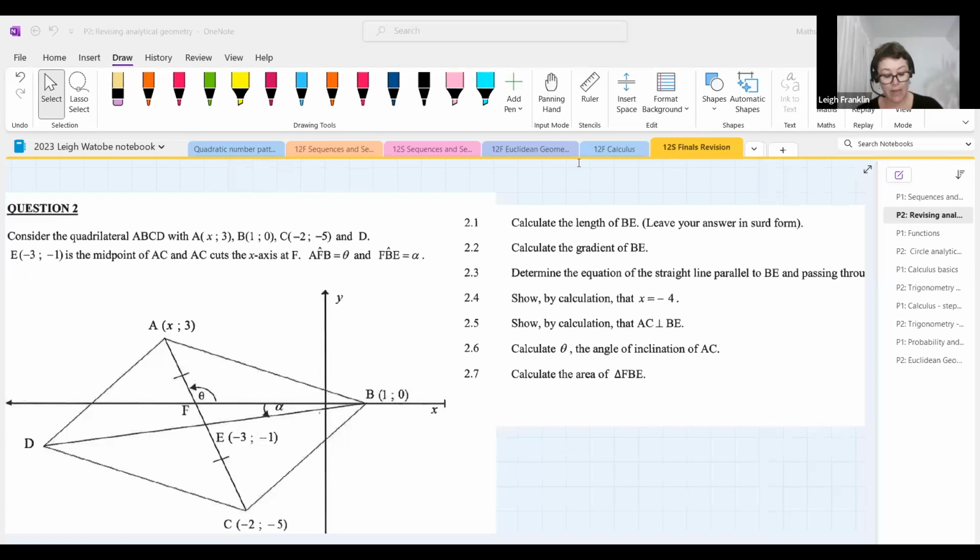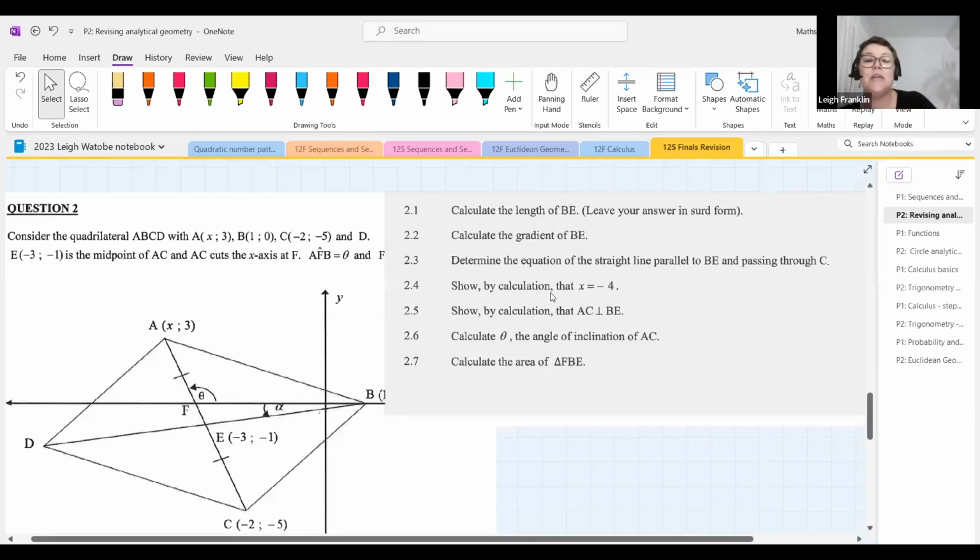Ma'am, yes. 2.3, I can't see, it says parallel to B, sorry, passing through C. Sure, thank you. No problem.